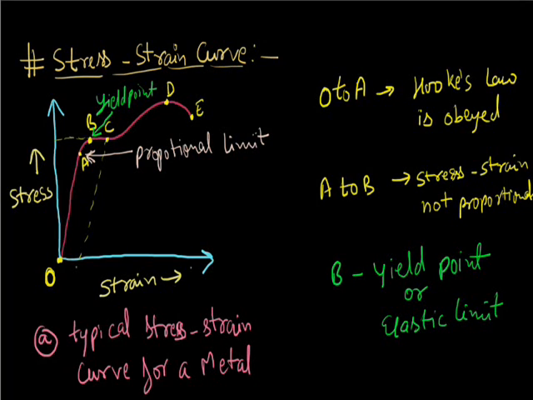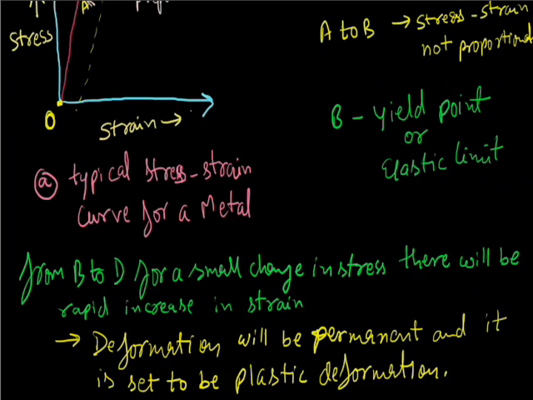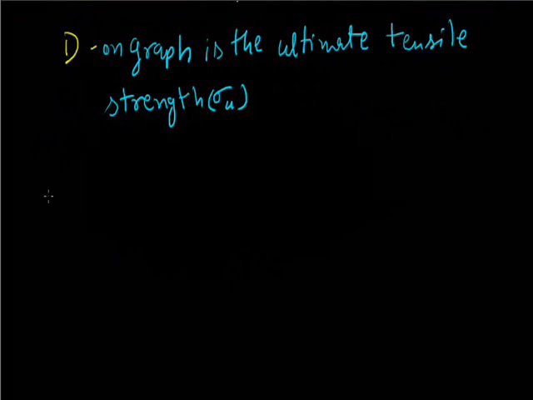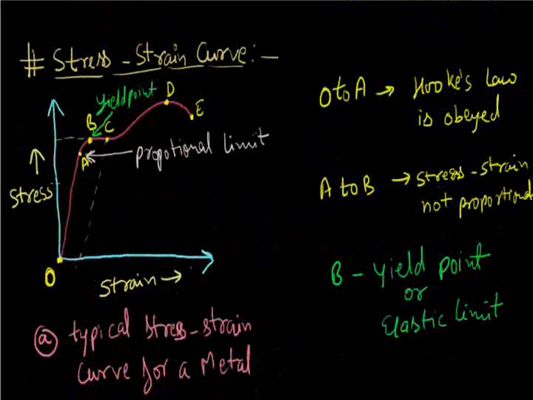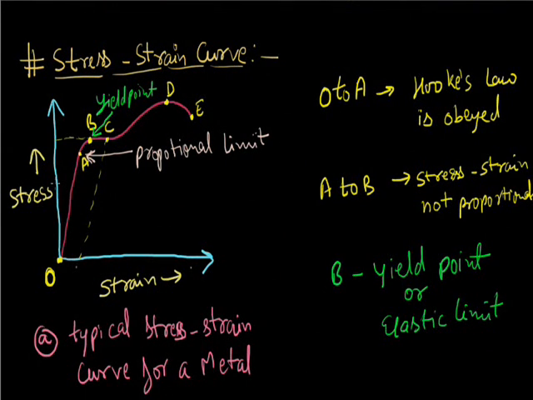I'm repeating: beyond this point, additional strain is produced even by a reduced applied force. If I reduce the applied force, strain is still produced, and ultimately the fracture will occur at point E. The conclusion of this graph is: if the points D and E are close, the material is said to be brittle, and if they are far apart, the material is said to be ductile. So that is the stress-strain curve.